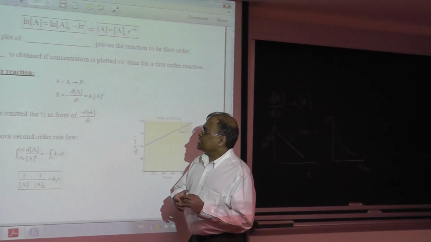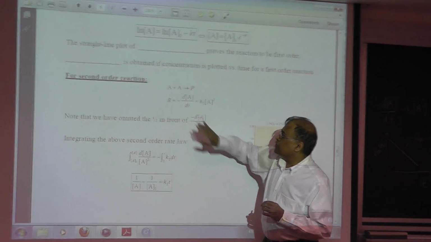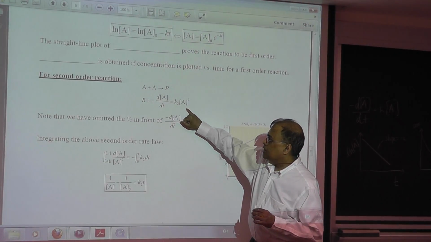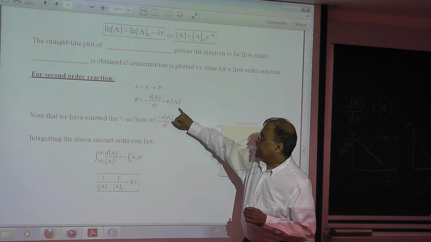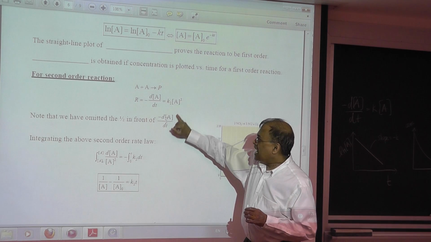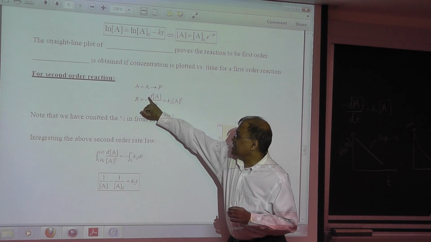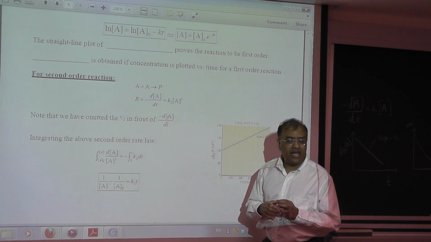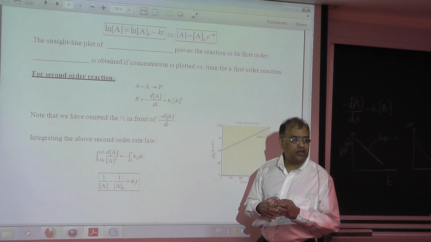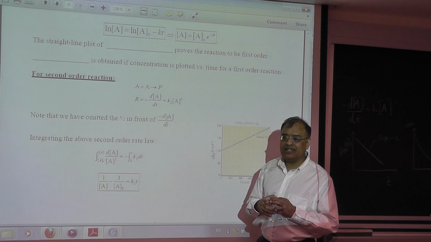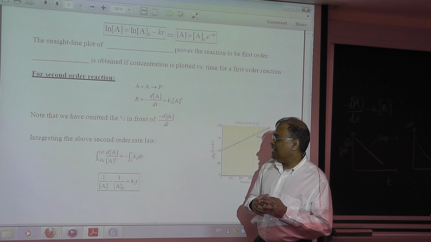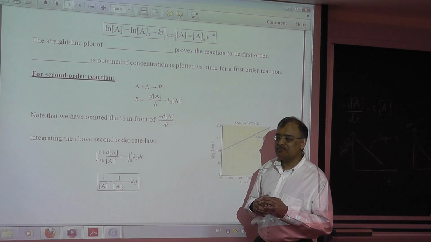All right, let's look at a second order reaction. A plus A going to P. Here is the differentiated rate law. To be consistent with what I said before, I would have to put a 1/2 here, but I'm going to omit that, consistent with every other textbook. So I'm being incorrect here, but I'm being consistent with other textbooks. It's not a big deal. It's just a factor of 2.